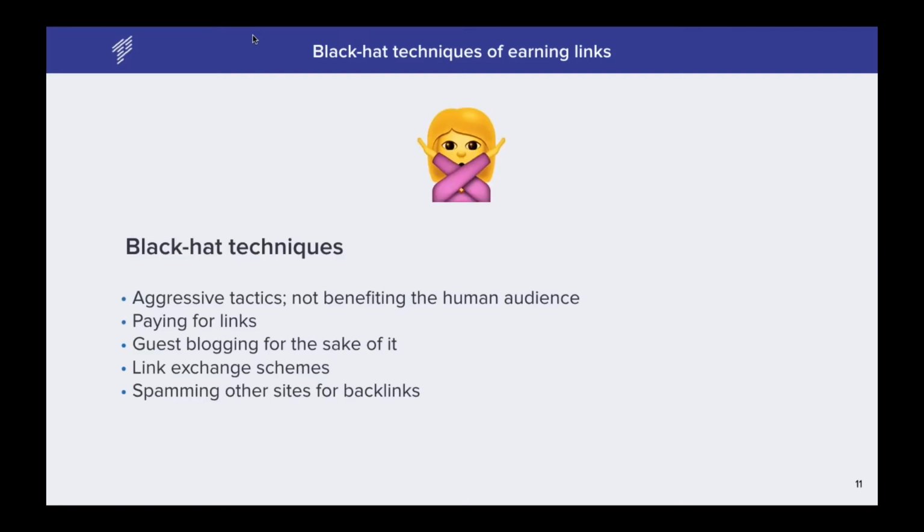So basically, black hat techniques are those aggressive tactics purely to boost rankings without benefiting the human audience. An example of a black hat technique would be paying for links, because in general, any link paid for is considered an ad, so it should be made explicit. If it's not, then it's shady. Of course, if you do it once, it shouldn't harm you, but if it's done on a massive scale, it can be really detrimental, and you can get penalized.